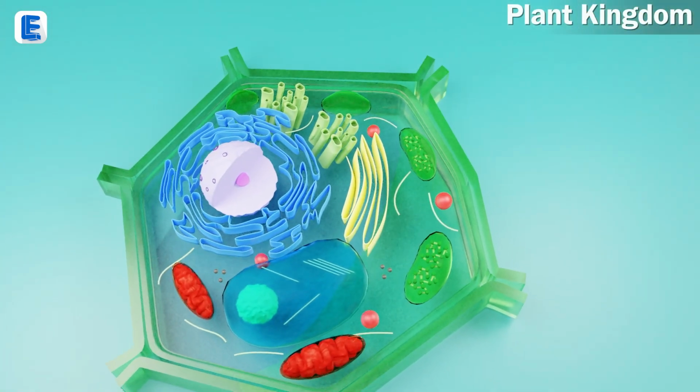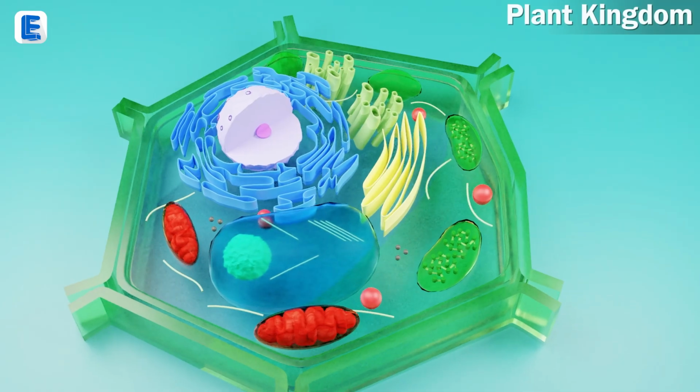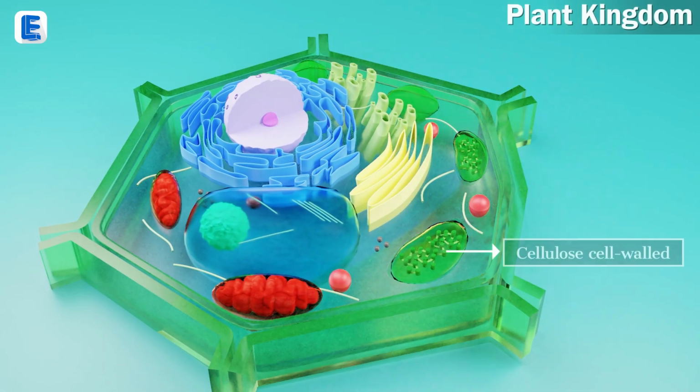Plant cells possess a eukaryotic structure and contain distinct chloroplasts, green plastids. The cell wall is mainly made up of cellulose.